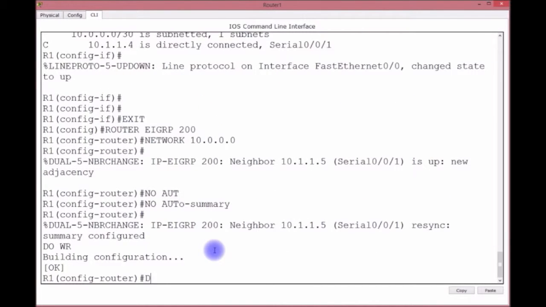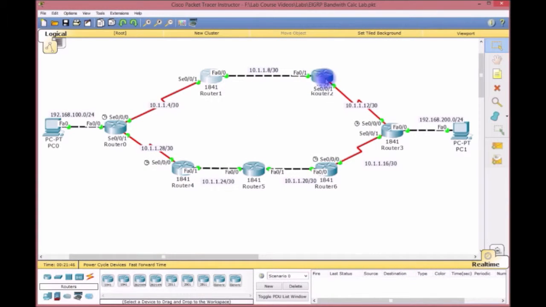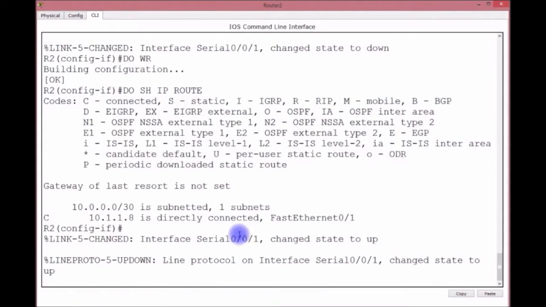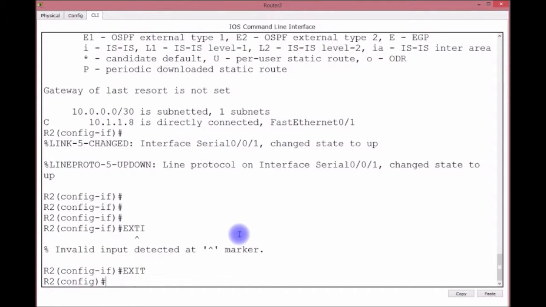Tab it out. Do WR. Do show IP route, right? So we can see. And then, boom, now we see we're getting these from the 10.1.1.8.28 and the 192.168.100. So far, so good. Go to the next router. Same thing. You see how this is just repetition breeds retention. Do it over and over and over again.